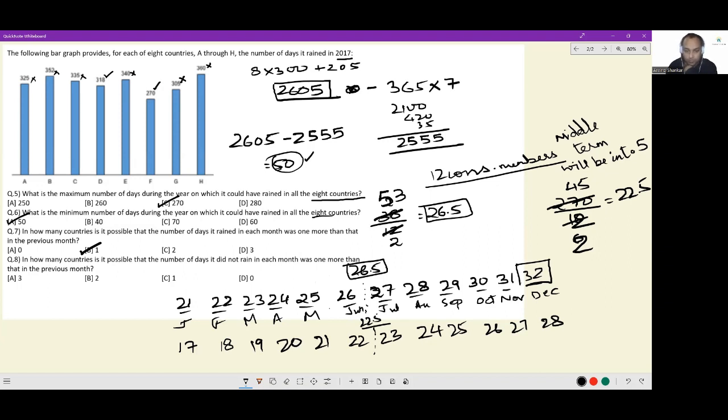Next question: in how many countries is it possible that the number of days it did not rain in each month was one more than the previous month? Now see, if the number of days it did not rain in each month was one more than the previous month, you can go ahead and find out. This is the number of days that it rained.